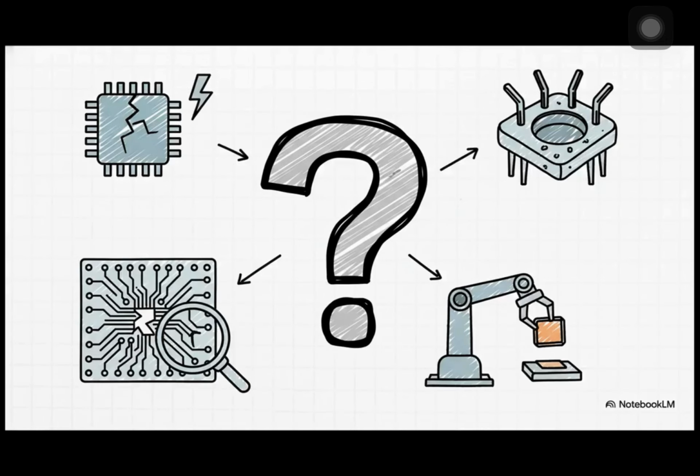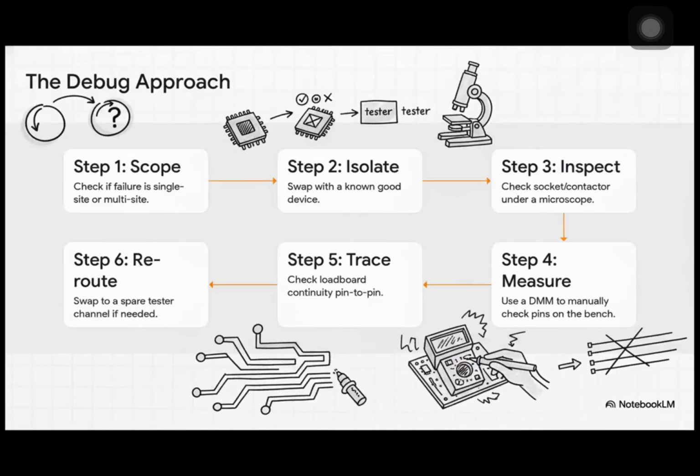So the problem can usually be narrowed down to one of four main areas. First, it could actually be the device itself. Maybe it got zapped by static or has an internal defect like a broken bond wire. Or it could be the socket that's holding the device. Those things get worn out, dirty, you name it. Then you've got the load board. That's the circuit board everything sits on. It could have a broken trace, or it could be something as simple as the handler or prober not lining things up correctly.